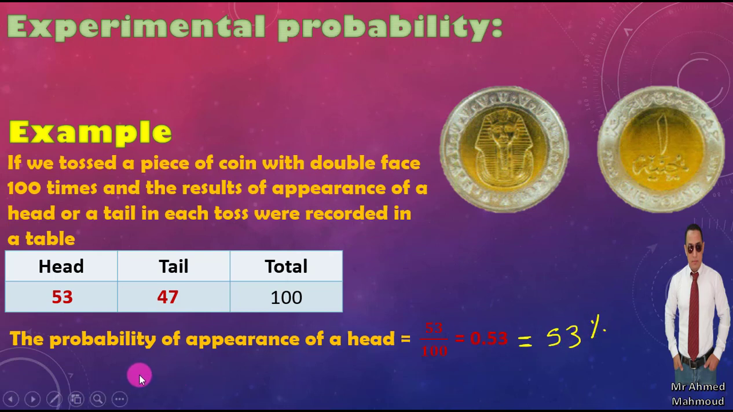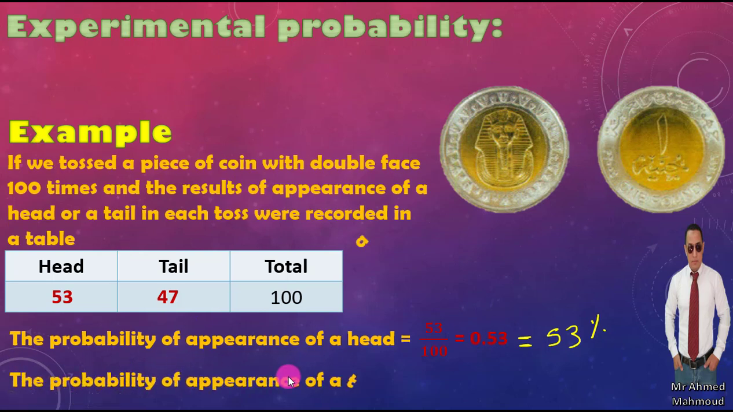Now if I need to evaluate the probability of appearance of a tail, it is equal to the number of times of tail, which is 47, over the total number, which is 100, so it is equal to 47 over 100, or 0.47. This is in decimal form. If I need to write it in percentage form, I multiply by 100, so it will be 47%.